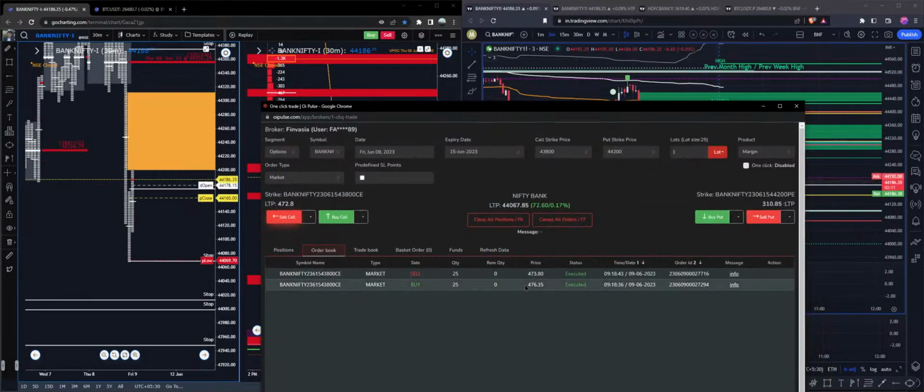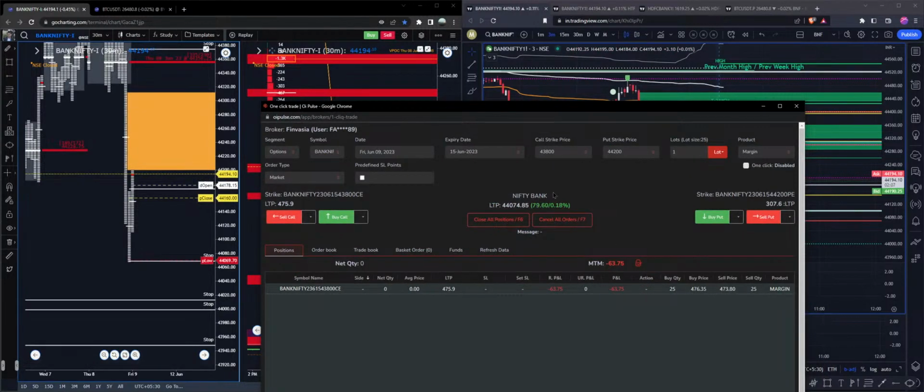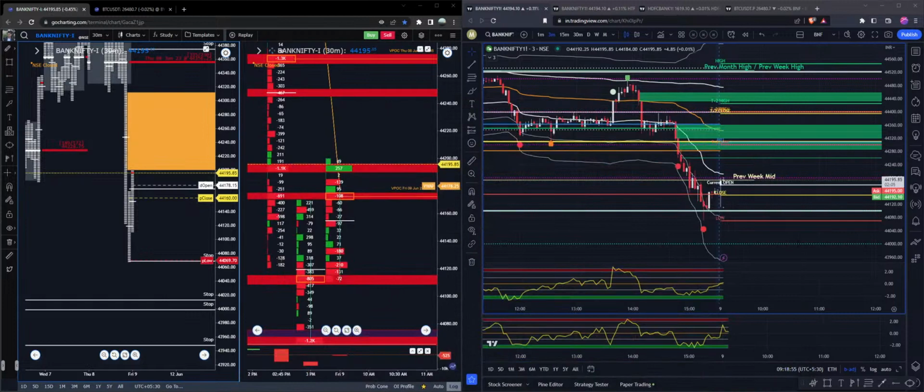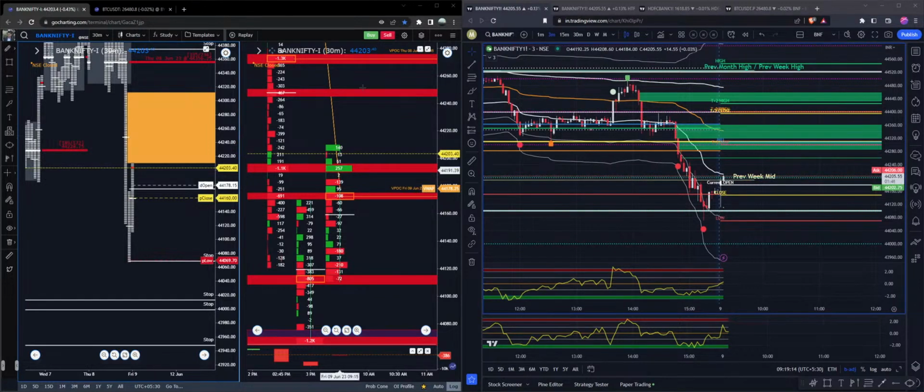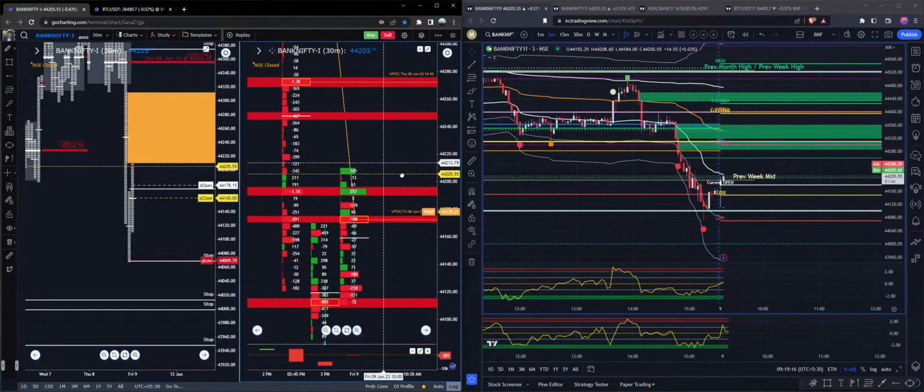So I took the first trade, and currently I'm in a loss. And now it is breaking out. So that 476 is now trading at 478. Okay, so I'm just waiting and watching now. I'm not taking any trades yet, just observing the order flow.